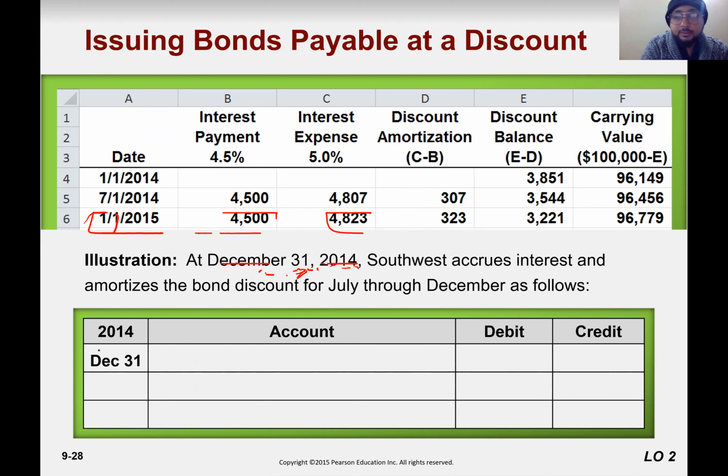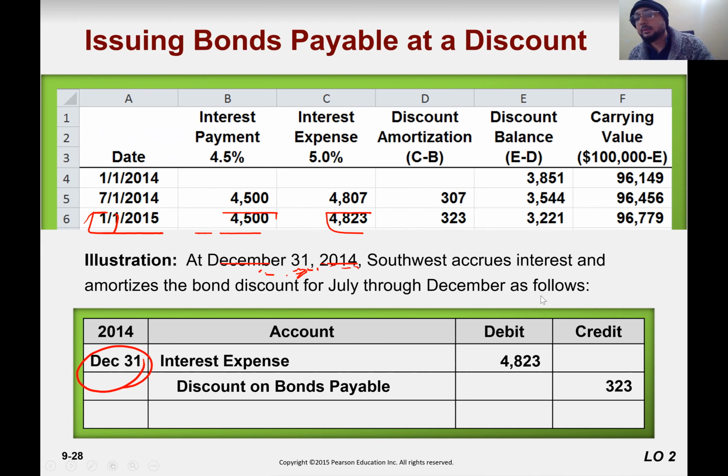But we are here on 31st of December. So did we pay cash? No. We create a liability. So what is the entry? Interest expense is 4,823, right? Credit is a decrease in expense, which is credit discount, and interest payable. So here we don't have any cash because cash is going to be paid the next day, which is 1st of January, right? So pay very close attention to the dates as well.